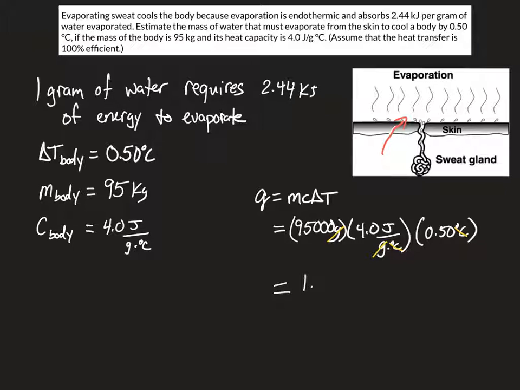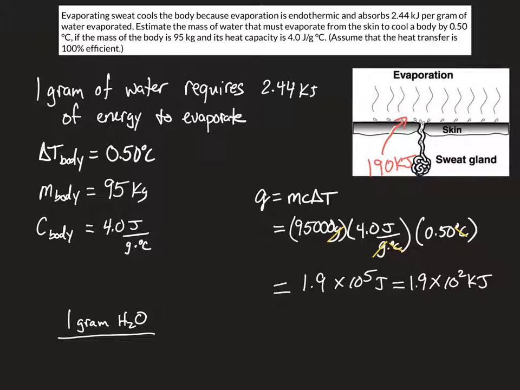And when we calculate this, we get 1.9 times 10 to the 5th joules, which is 190 kilojoules of energy required. Now I converted that to kilojoules because I'm looking ahead in the problem, and I know that I need to find out the mass of water. And I know that 1 gram of water requires 2.44 kilojoules of energy to evaporate. So I know that to reduce the body temperature by 0.5 degrees Celsius, we needed 190 kilojoules.